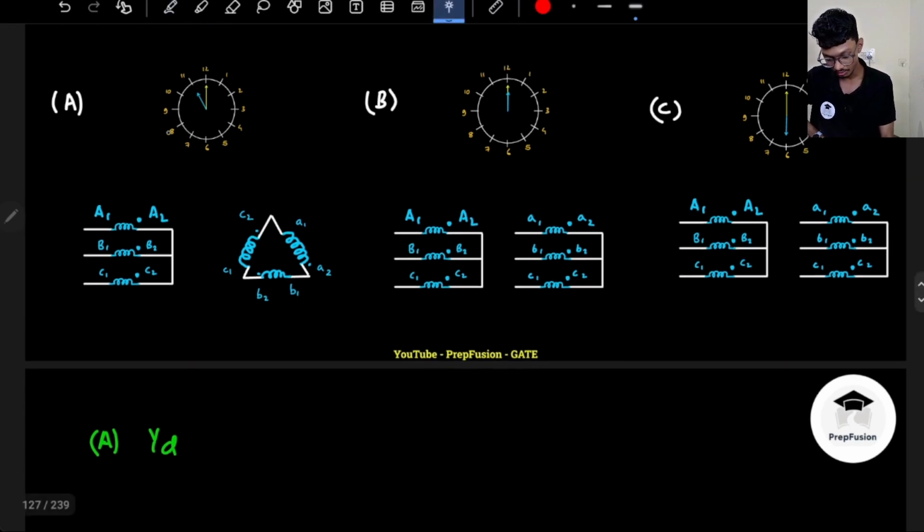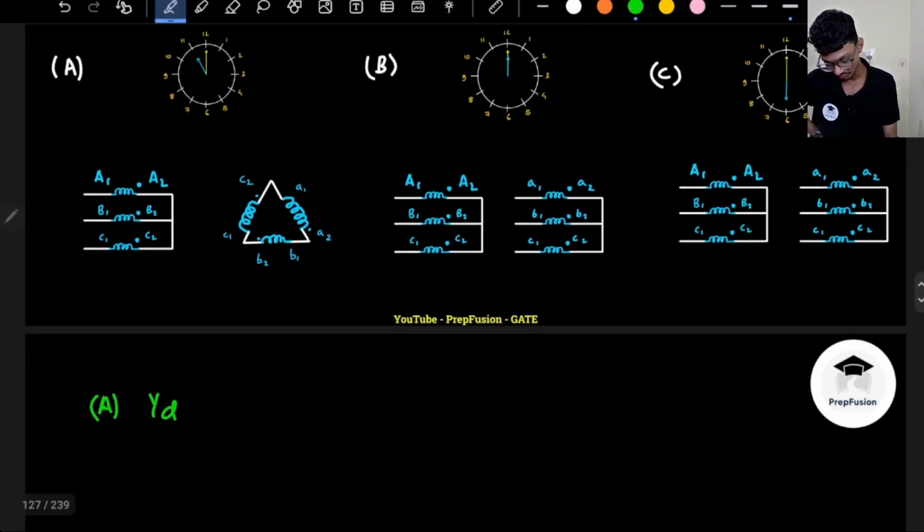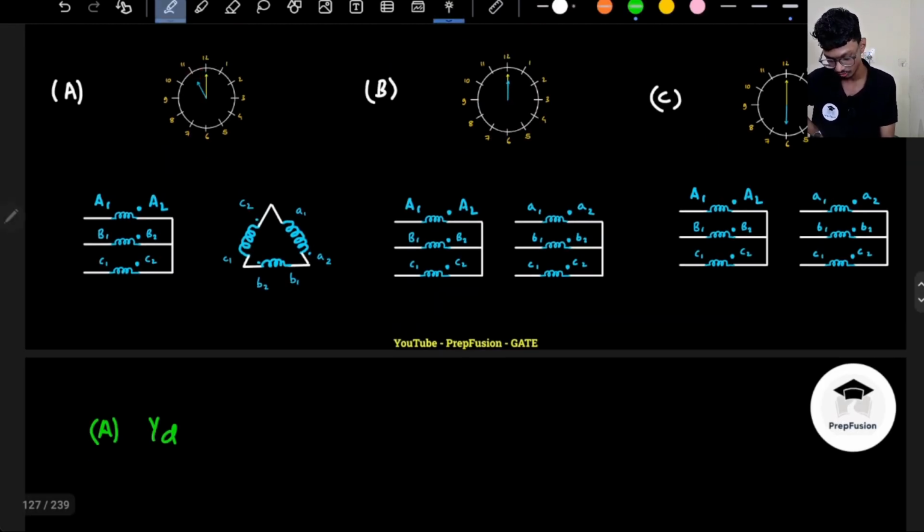Now, where is the LV winding located? I am just teaching you how you can write down the expressions. Of course, we will derive each of these transformers and how the phase difference arises. All those things we will derive, don't worry about it. So this will be YD11. Why? Because the LV winding is at the 11 o'clock. So it will be YD11.